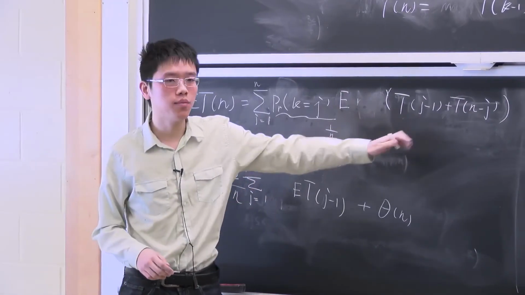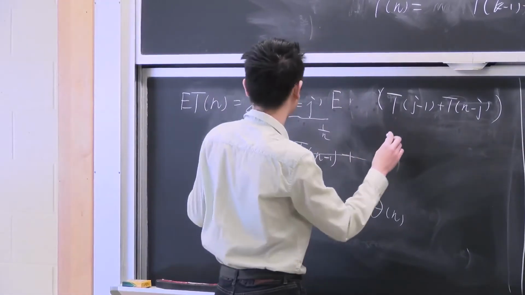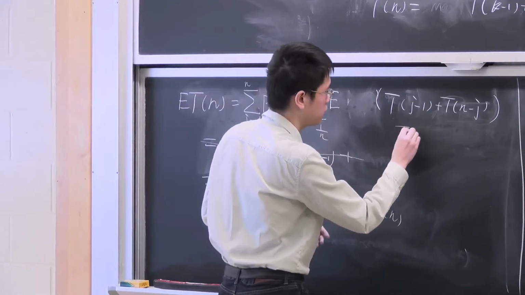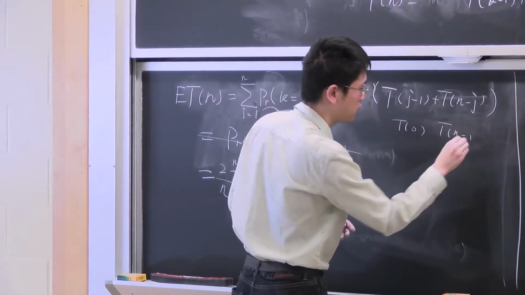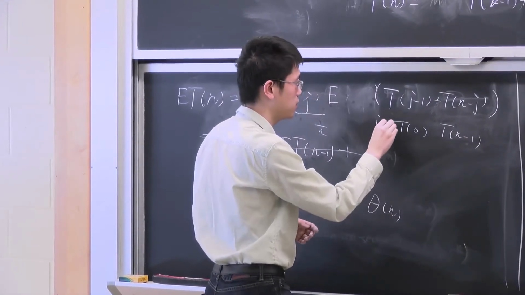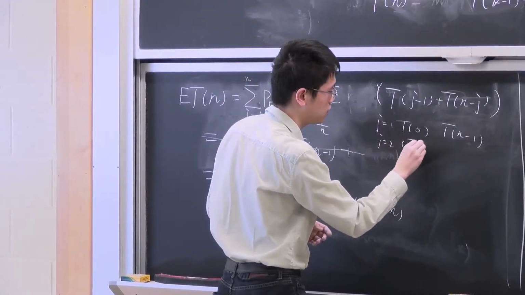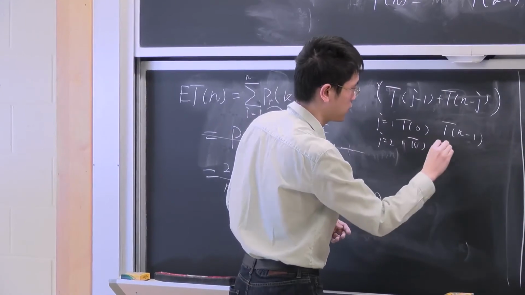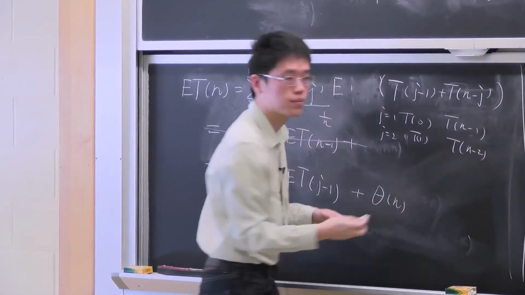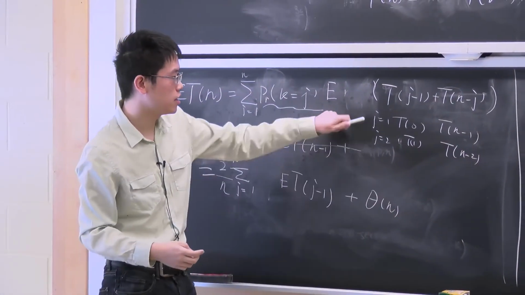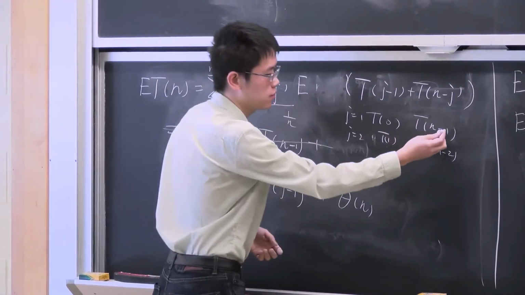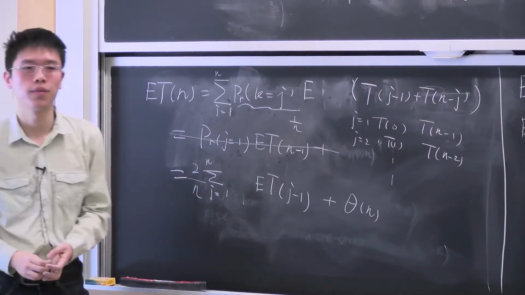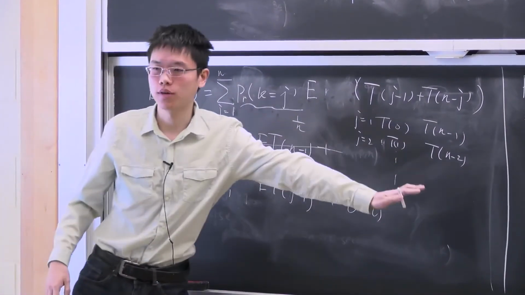And if I have a sum, then for j equals 1's case, I have T of 0 and T of n minus 1. This is j equals 1. If j equals 2, I have T of 1 and T of n minus 2. As j increases, this one goes from 0 to n, and this one goes from n minus 1 to 0. I'm going to sum all of them up.